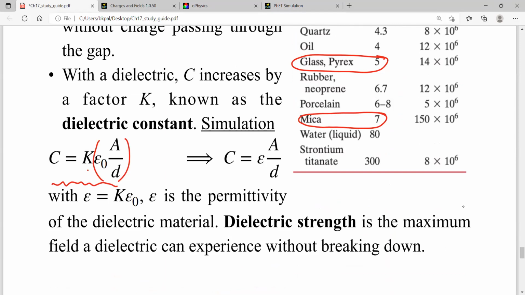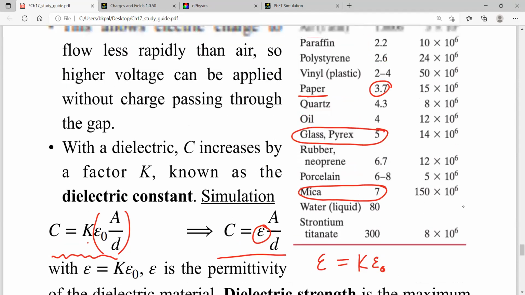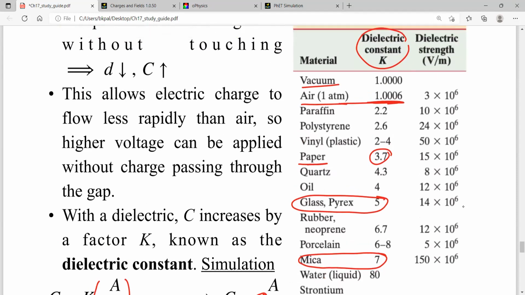Sometimes we write this here, you see that the permittivity is not the permittivity of free space. Here epsilon is equal to the permittivity of the dielectric, and it is equal to K times epsilon 0. So K times epsilon 0 is the permittivity of the dielectric material. And here you see that in this table, it also gives us the dielectric strength. Dielectric strength means the maximum electric field it can hold.